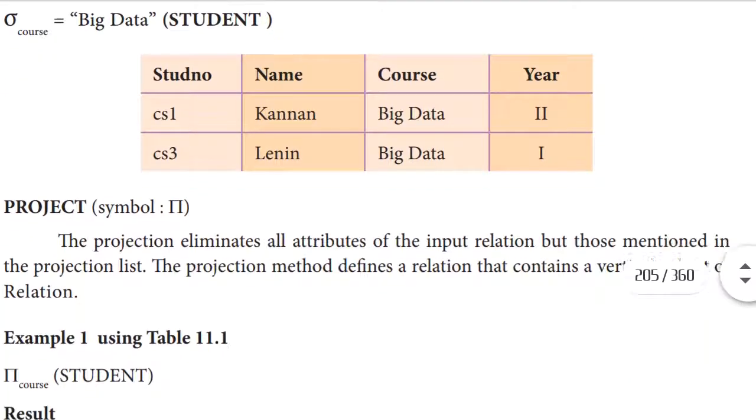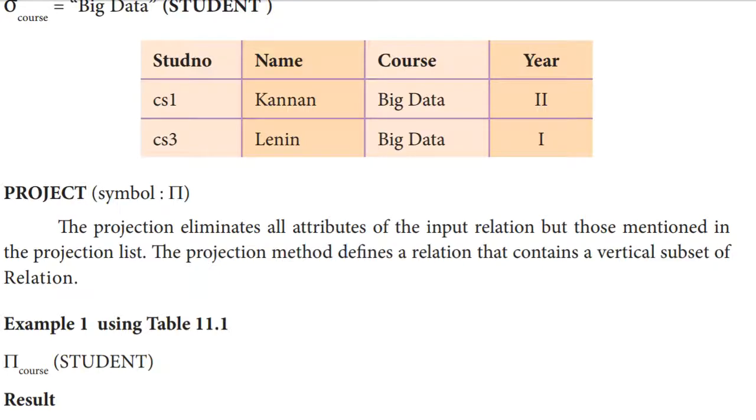Okay, next we are going to see project. The project symbol is given here. The projection eliminates all attributes of the input relation but those mentioned in the projection list. So what projection does is, whichever attributes we mention in the query, that alone it displays. The rest of the attributes it will eliminate. The projection method defines a relation that contains a vertical subset of a relation. So if I want to display only a column, I can use the project operation. If I want to display only a row, I can use the select operation.